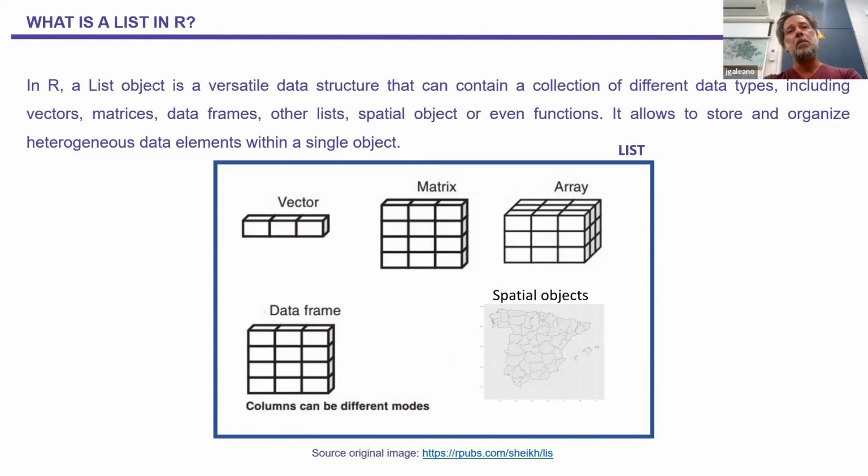And the advantage of the list is that it will allow us to work with heterogeneous data elements within a single object. And as you can see in this scheme, within a list, we can group, for example, vectors, matrices, arrays, data frames, and this is an addition of mine because it was not on the original image, but we can also work with spatial objects as being part of an element of that list.